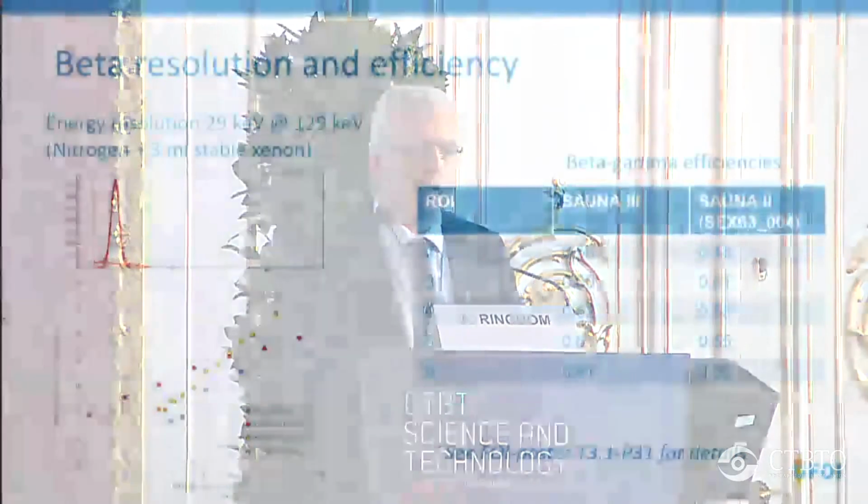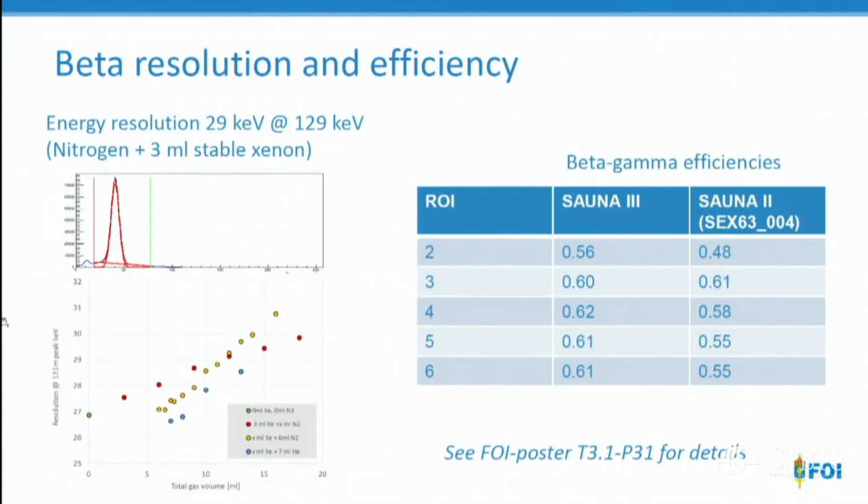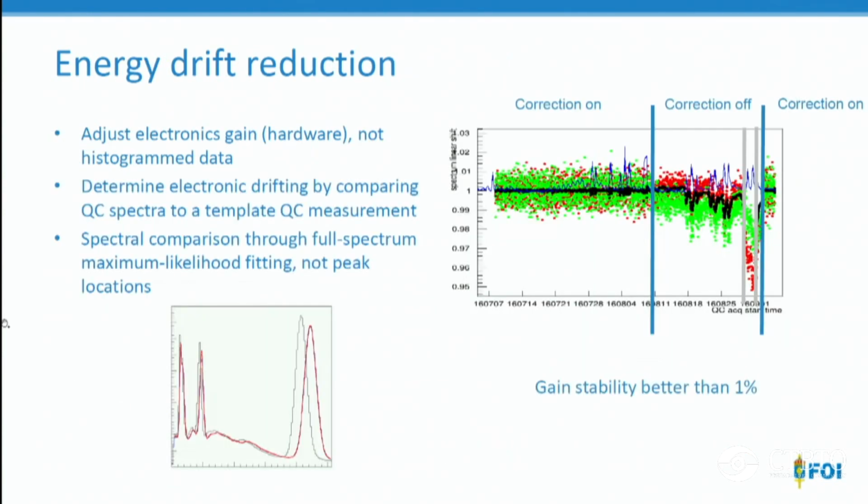So we have now achieved, for several cells, 29 keV at 130 keV energy, which is, I would say, pretty good. And the efficiencies you can see here, I compare with the SAUNA 2 in Stockholm, and you can see that they have also increased a little bit, actually. So we have kept the energy resolution, and we have kept and even increased the efficiency a little bit.